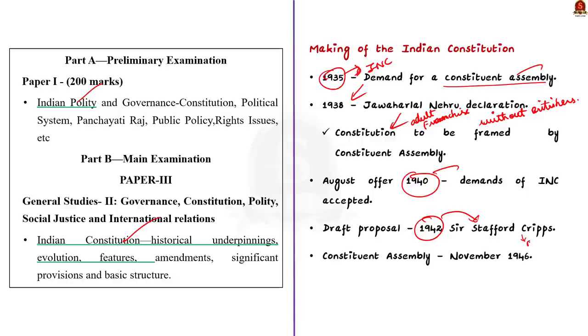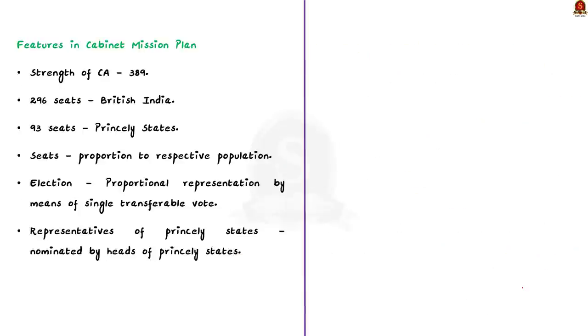Though it was initially rejected by Muslim League, the proposal was later on accepted. Then the Constituent Assembly was constituted in November 1946 under the scheme formulated by Cabinet Mission Plan. Now, what are all the features of this scheme under Cabinet Mission Plan? See, I will list out the features one by one. See, the total strength of the Constituent Assembly was to be 389. Of these, 296 seats were to be allotted to British India and 93 seats to princely states.